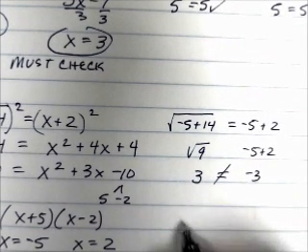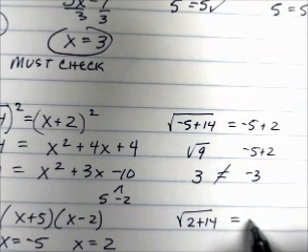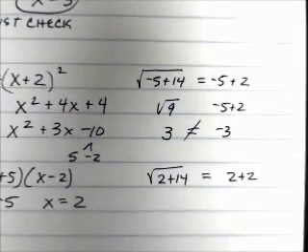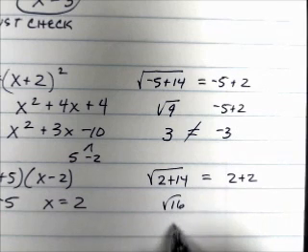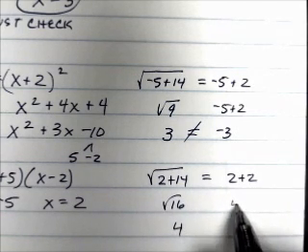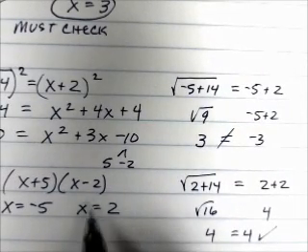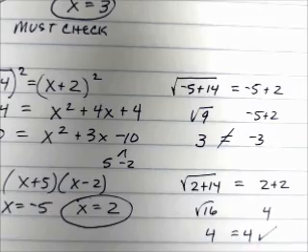Check 2. The square root of 2 plus 14, does that equal 2 plus 2? Square root of 16 is 4. 2 plus 2 is 4, so 4 equals 4. That checks. So we have only one solution here, an x value of 2.